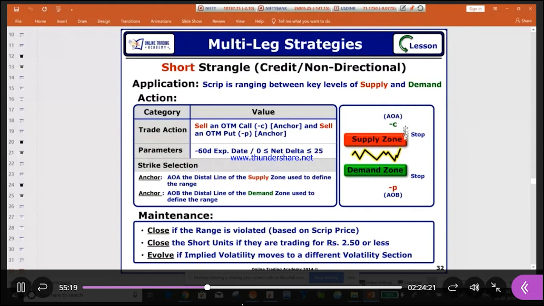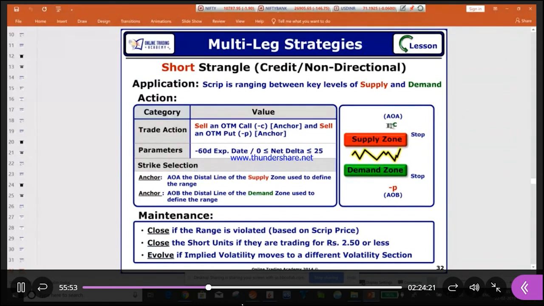So look at this. Is this what you do in section 5 above supply zone? Bearish strategy, minus C at or above supply? Is this what you do when you are bullish in section 5? So when you are in sideways direction, you do both together. Sell the call, sell the put. And the most optimum time to enter this is when you are at the center between the two zones. In between the two zones, that's the most optimum time.